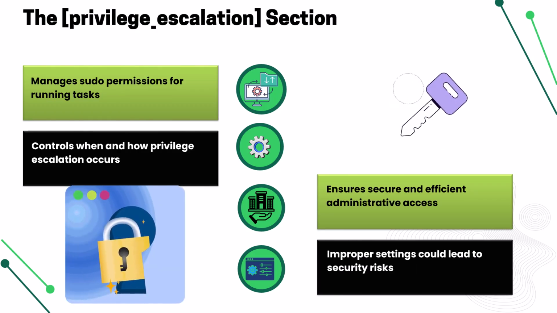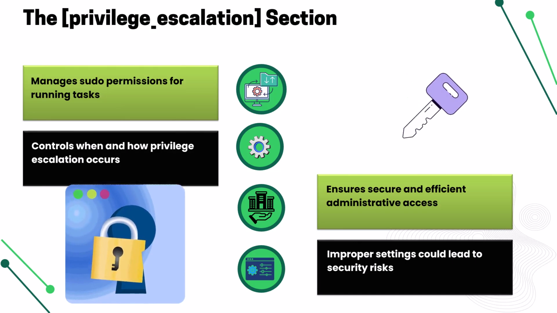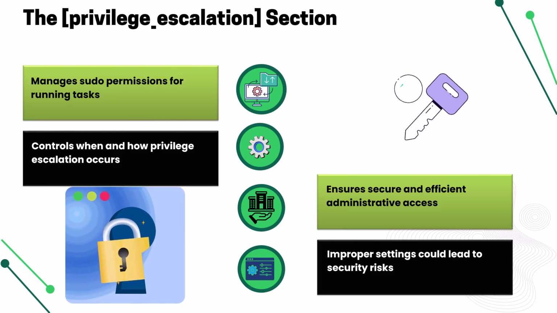Ever wish you had admin powers? This section makes it happen, but handle it wisely. It controls sudo permissions and determines how privilege escalation unfolds. Without the right settings, it's like giving the intern access to delete all files. Risky business. Tweak this section with care, so your automation is both secure and powerful.